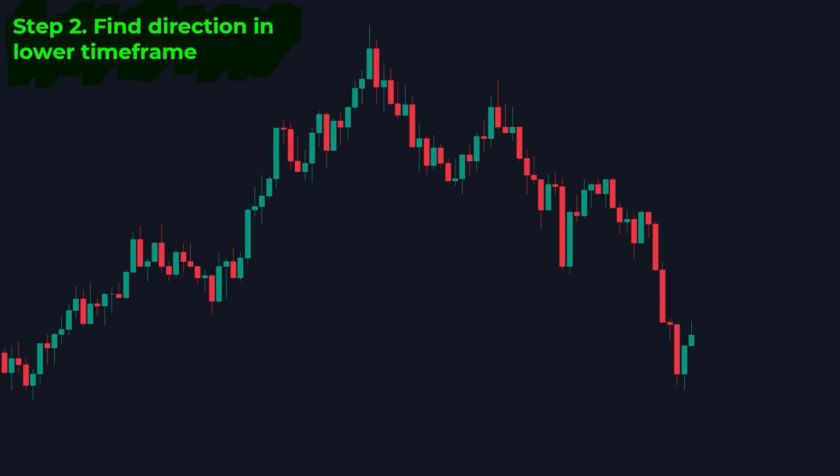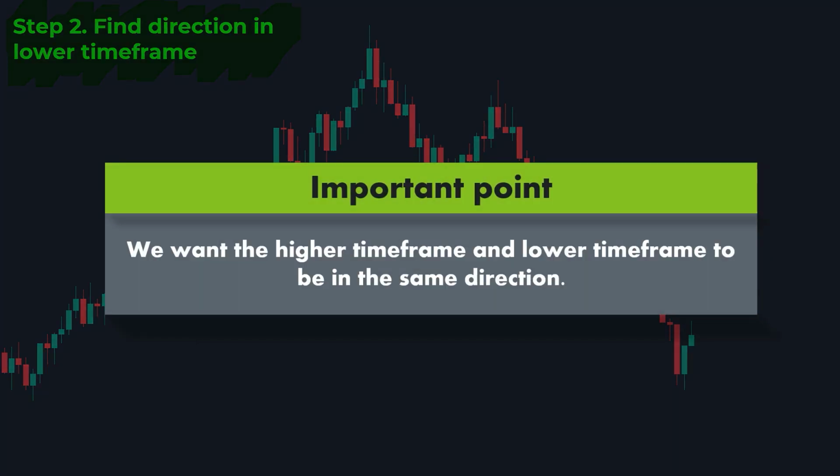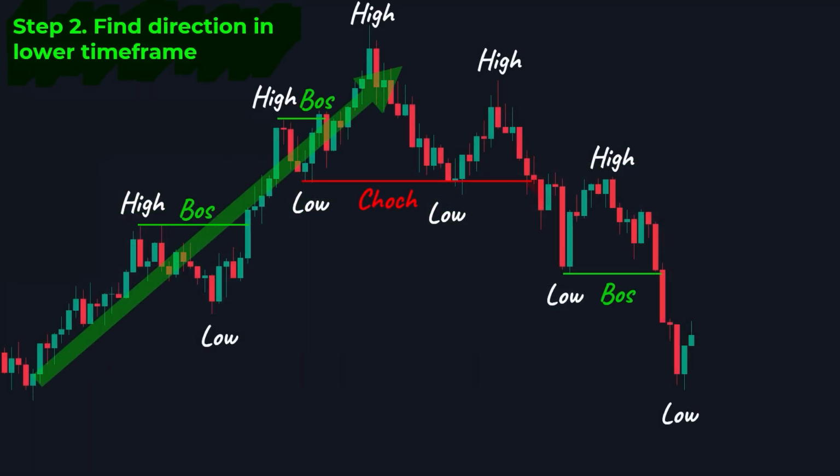In the second step, we zoom into the 5-minute chart and apply the same principles to identify the market direction. The important point here is that we want the higher time frame and lower time frame to be in the same direction. For instance, if the 15-minute chart is bullish, we want the 5-minute chart to also be bullish. This way, we can look for long opportunities with confidence, as the direction of both time frames is aligned.